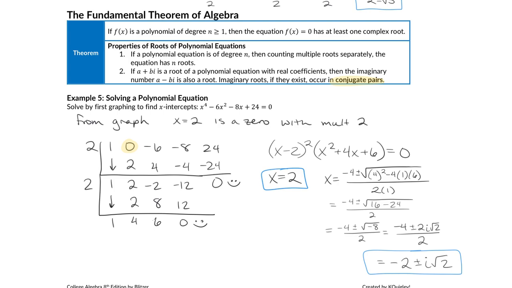Make sense? So when you're doing synthetic division, what are you looking for it to be? Perfect 0. That's a huge thing right there. If you can get a remainder to be 0, you know you have a 0 of the polynomial and you can continue dividing.